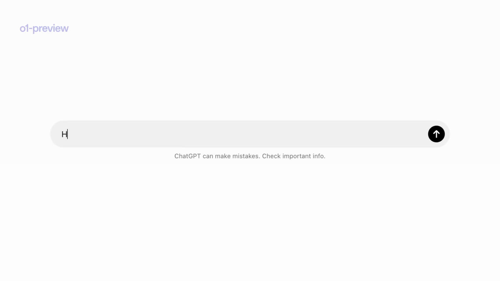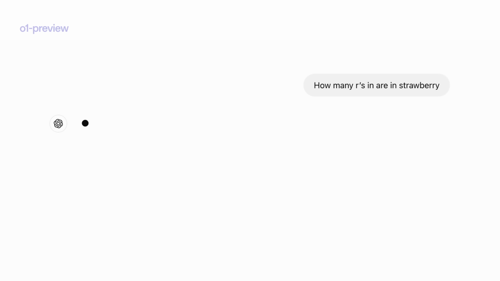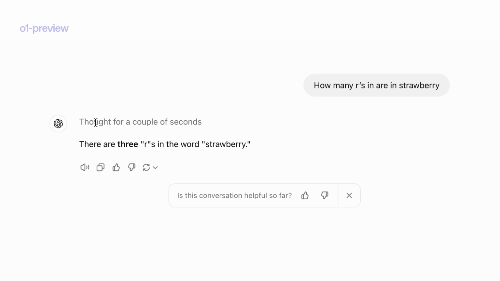So now let's go on to our new model and type in the same problem. This is the O1 preview, which is a reasoning model. So unlike GPT-4o, it starts thinking about this problem before outputting the answer. And now it outputs the answer. There are three R's in the word strawberry. So that's the correct answer.